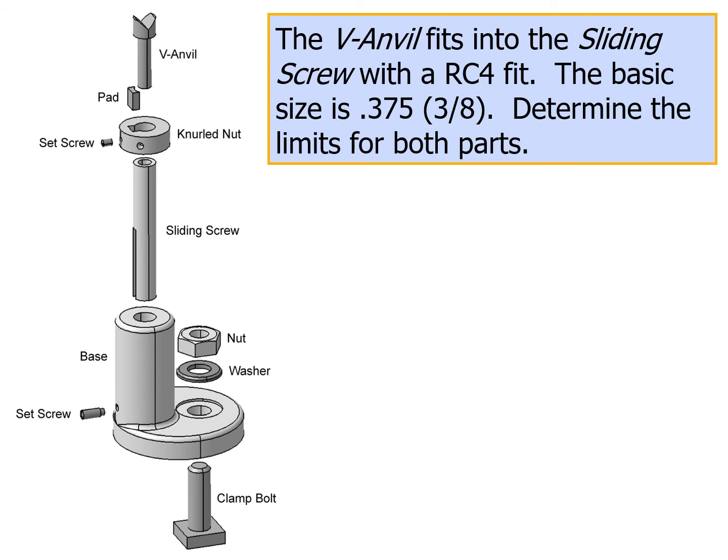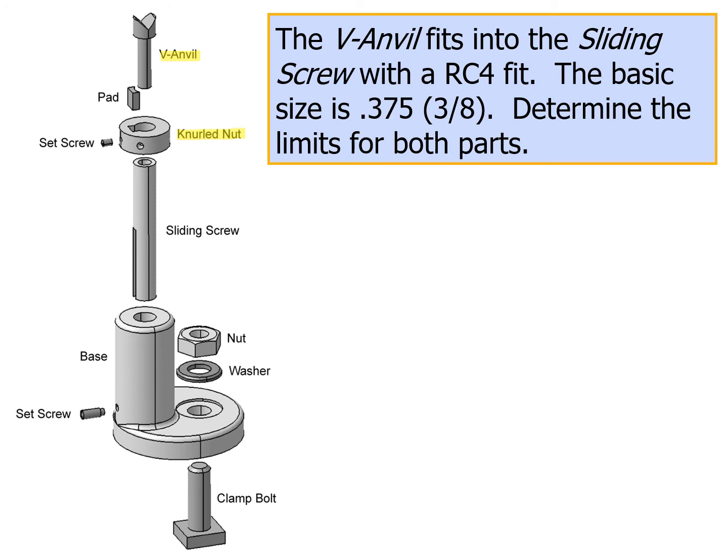Here is an assembly view. As you can see, there are several different parts. The basic size they give you is 0.375, which is 3/8. We want to determine the limits for both parts. We're looking at the V anvil here. This one will fit into the knurled nut. So how do we find those?